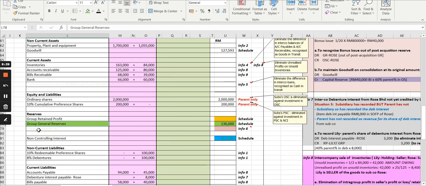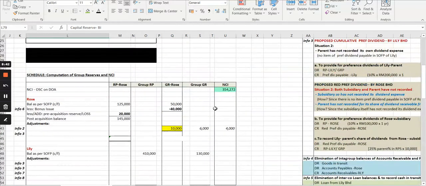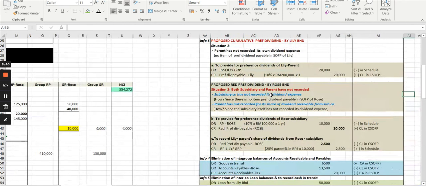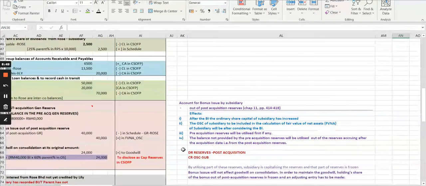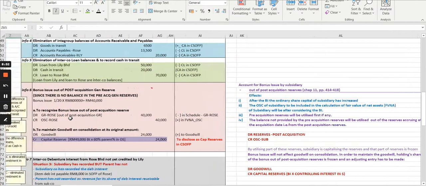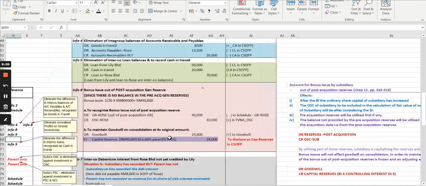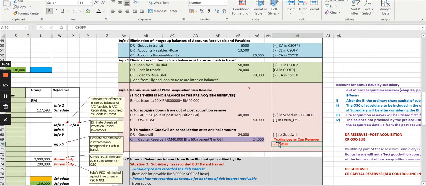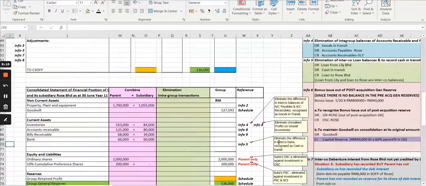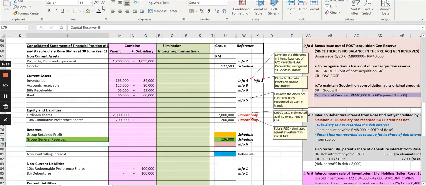And again, because the bonus issue just now was out of the post-acquisition reserve, remember we did this journal earlier for the bonus issue. This journal entry, we did 2 journals. And the second journal here, which is the one where we maintain the goodwill at its original amount by freezing the reserve, so 24,000, has to be reflected in your consolidated statement of financial position. That will be put under the reserve section. So here you will have to show the capital reserve that was created due to the bonus issue. So that was 24,000. So done for that.